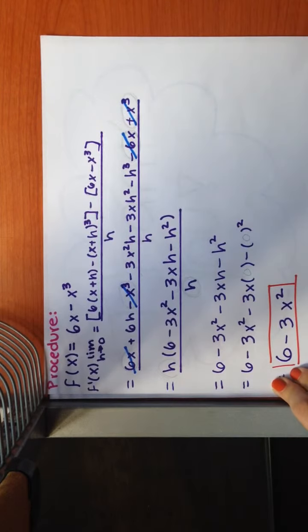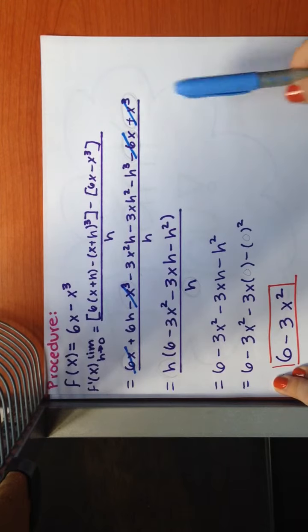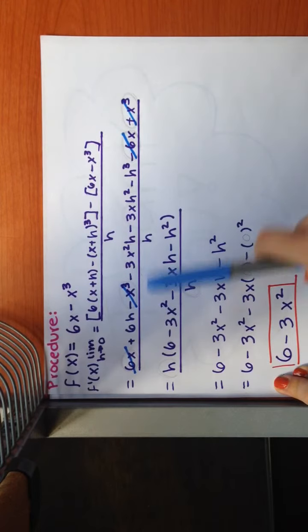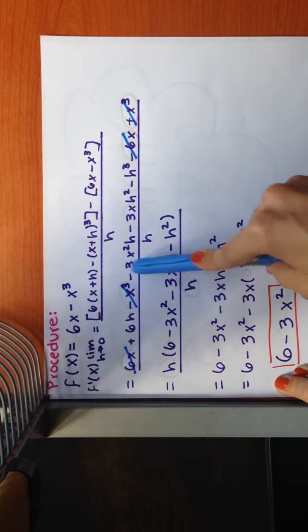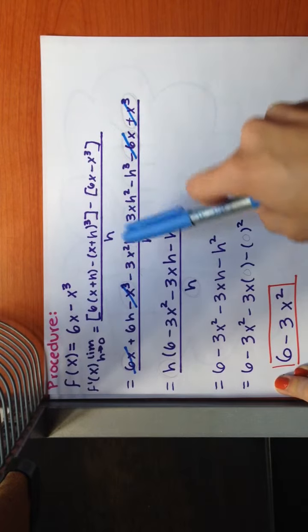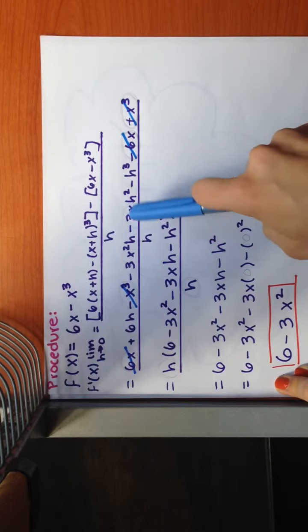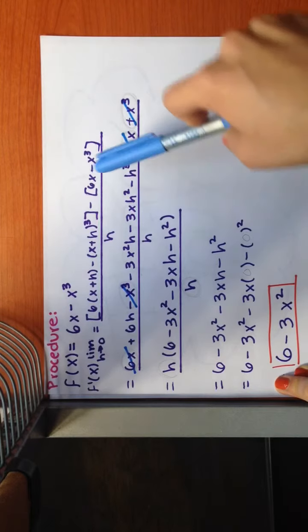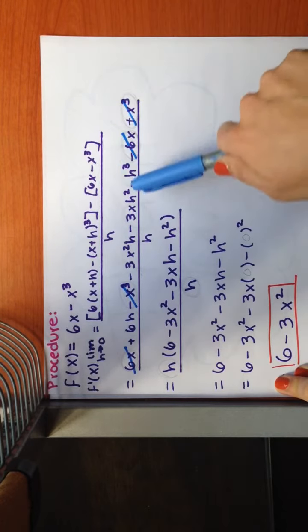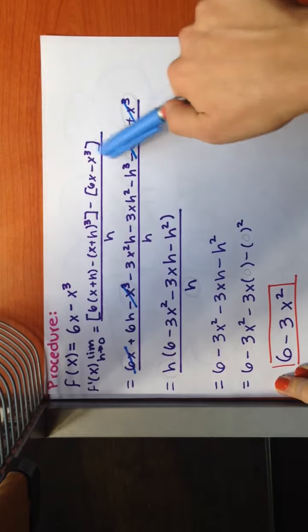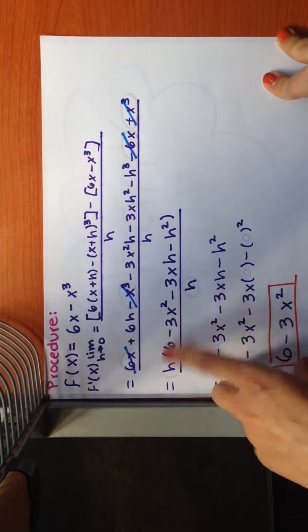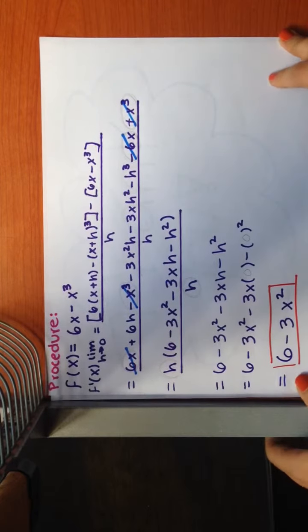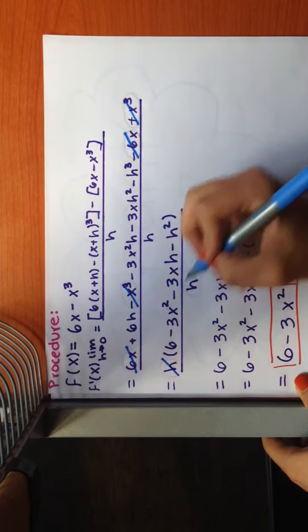The next thing we have to do is get out any common factors. In this case it will be the h, for example 6h minus 3x elevated to the second power times h minus 3x h elevated to the second power minus h elevated to the third power. This will be the outcome. Here we have the same common factors, so we can eliminate also this h.